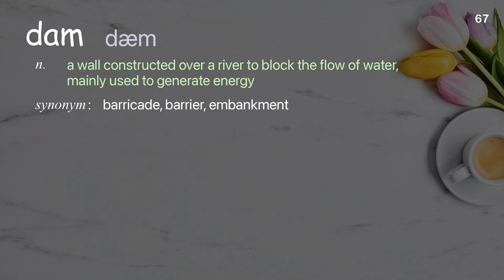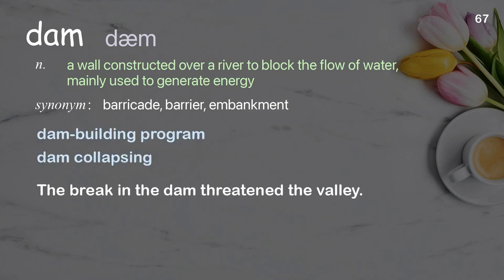Dam. A wall constructed over a river to block the flow of water, mainly used to generate energy. Examples: Dam building program. Dam collapsing. The break in the dam threatened the valley.